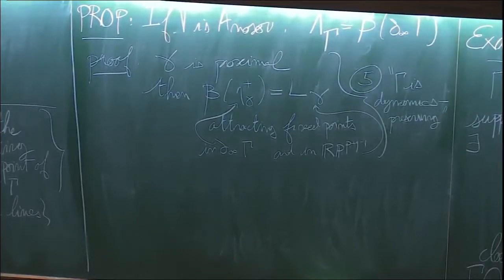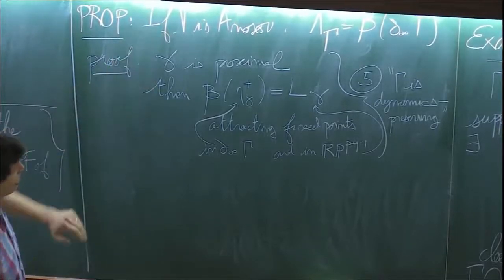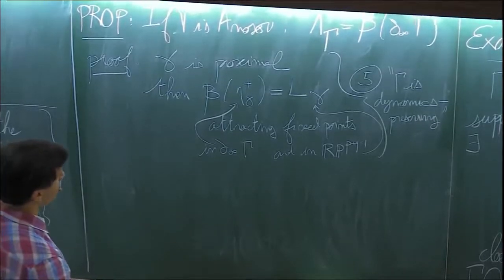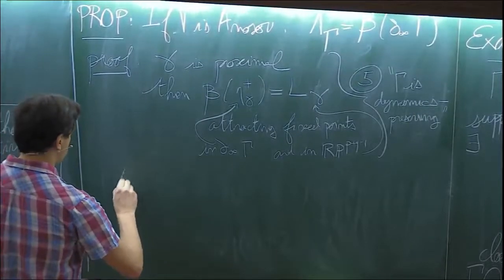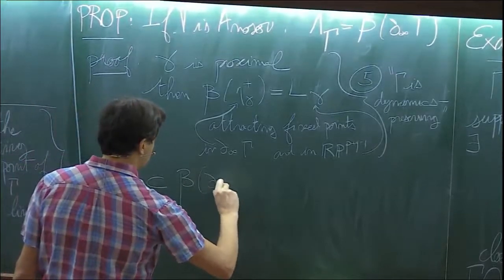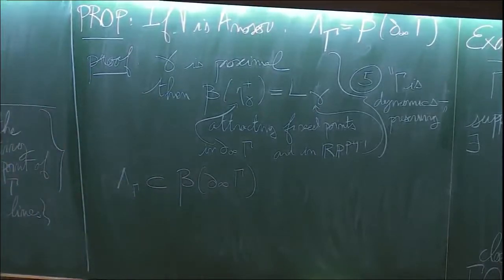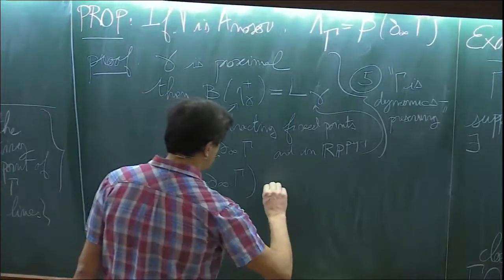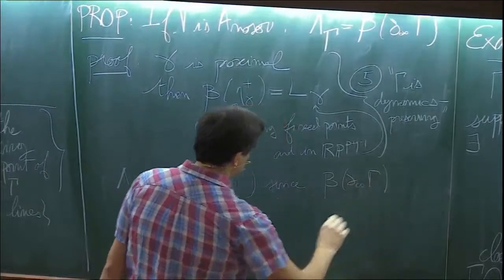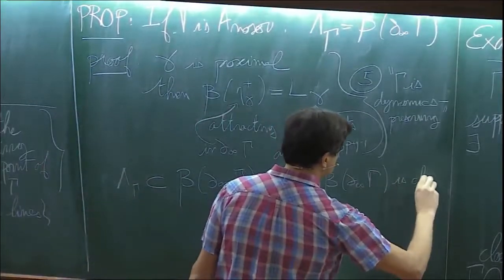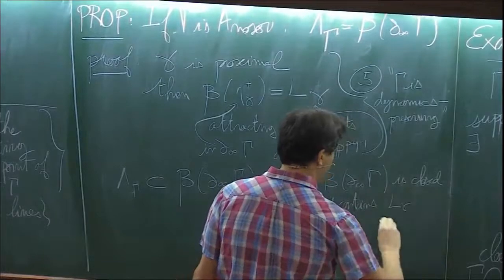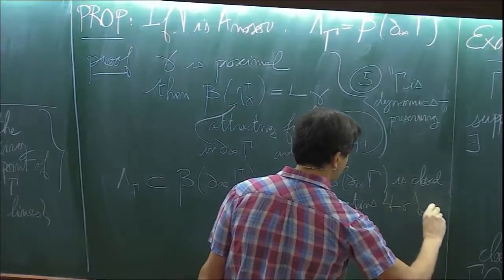and we say that gamma is dynamics preserving. So okay, once I have this remark, it's easy to deduce this. So I deduce that lambda of gamma is contained in beta of these things, because this subset is closed, and contains L gamma or gamma in gamma proximal.